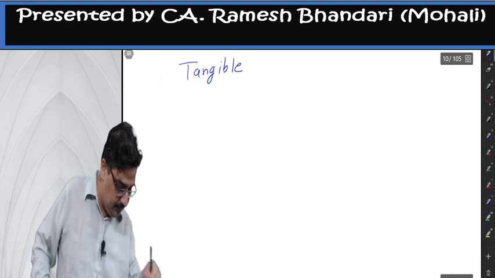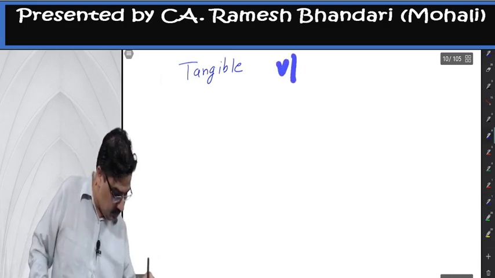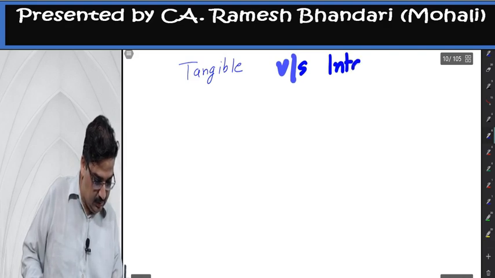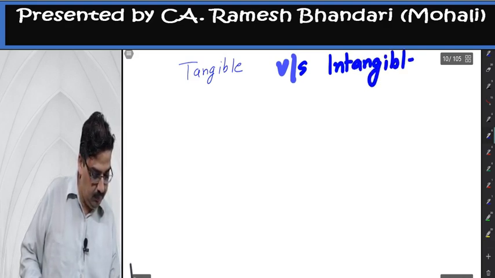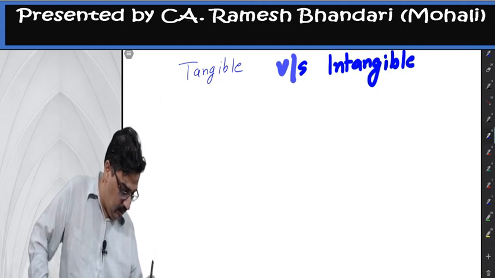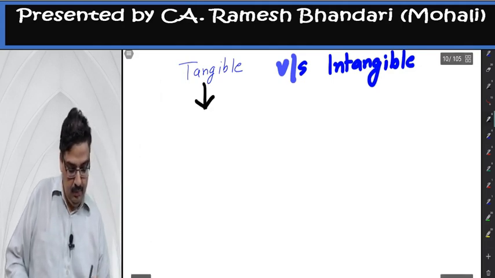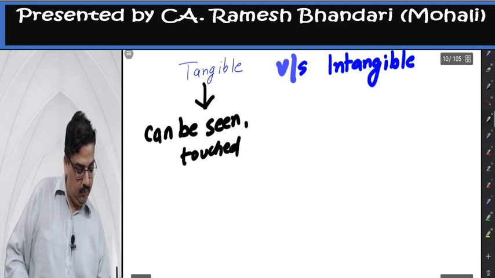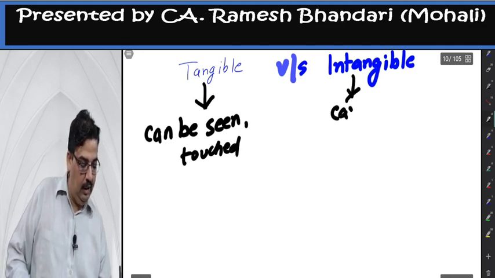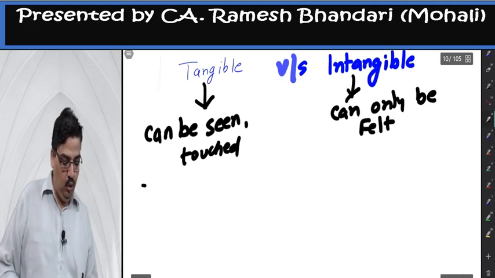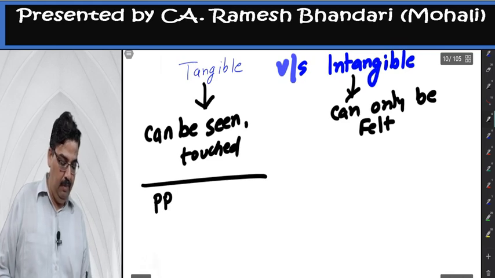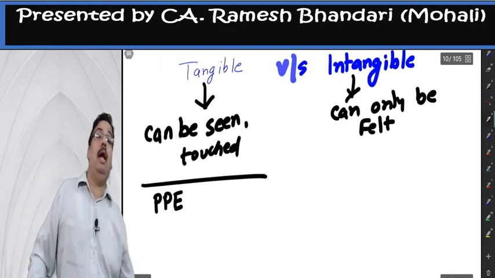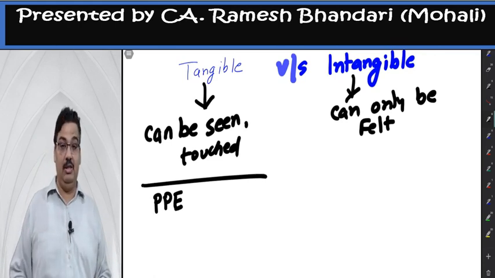Tangible assets versus intangible assets. Now, very simple definitions are there. Tangible assets can be seen, touched. Intangible assets can only be felt. You know the examples, mainly PPP, property, plant and equipment. They are all tangible assets that we are talking about.